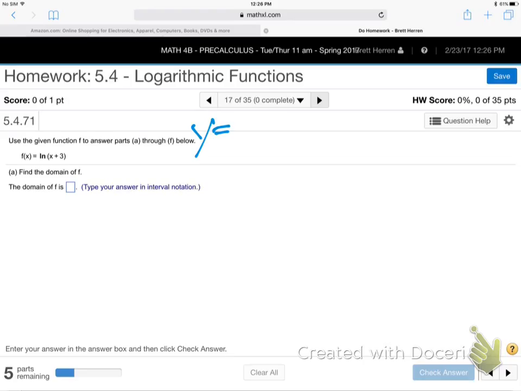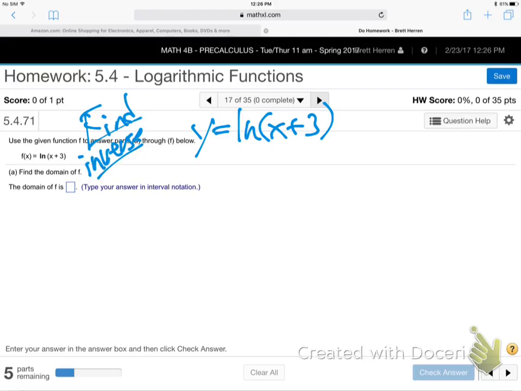So we've got y equals natural log of x plus 3. After finding the domain and graphing, now they're going to say find the inverse. Now, we did that the other day. How do we find the inverse function of any function? Step 1, switch x and y.